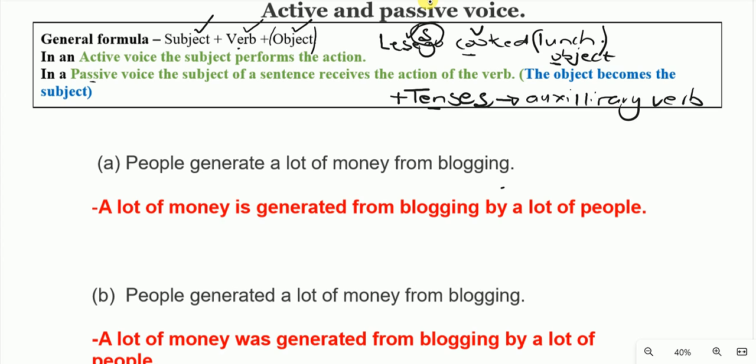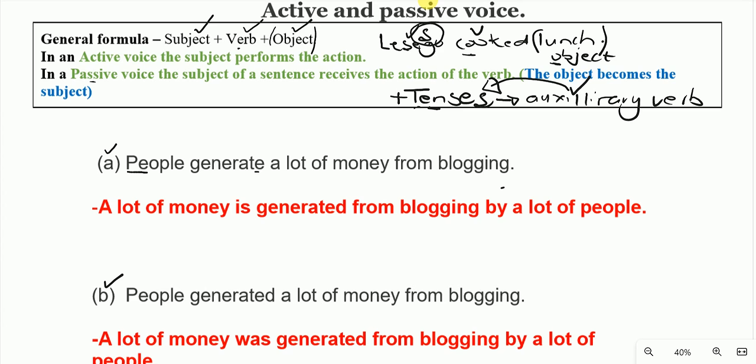Now we are going to have the same sentence in different tenses, so that we know which auxiliary verbs to use when changing sentences from active to passive voice, and the auxiliary verbs we use are going to be determined by the tense of the sentence. Okay, let us start with our sentence A and sentence B. Both sentences are the same. The only difference is that the tense is different. We've got the first one: people generate a lot of money from blogging. Now when I assess the sentence, I check the tense.